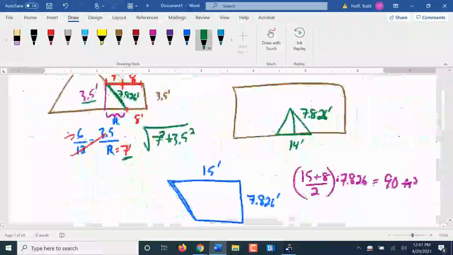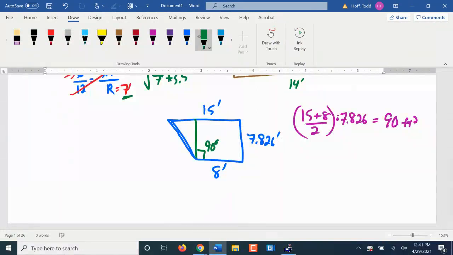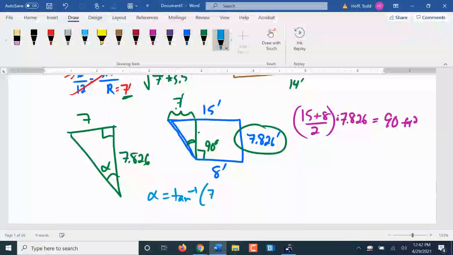Let's find theta. Well, theta can be found right on this little trapezoid here by drawing in this triangle. This is a right angle, so that's 90 degrees. This angle is found because this piece we found to be 7 feet, and this is just a 7.826. So it's a right triangle with 7 and 7.826. We need to find this angle. I'm going to call that alpha because that's not the full theta. Alpha will be an inverse tangent of 7 over 7.826.